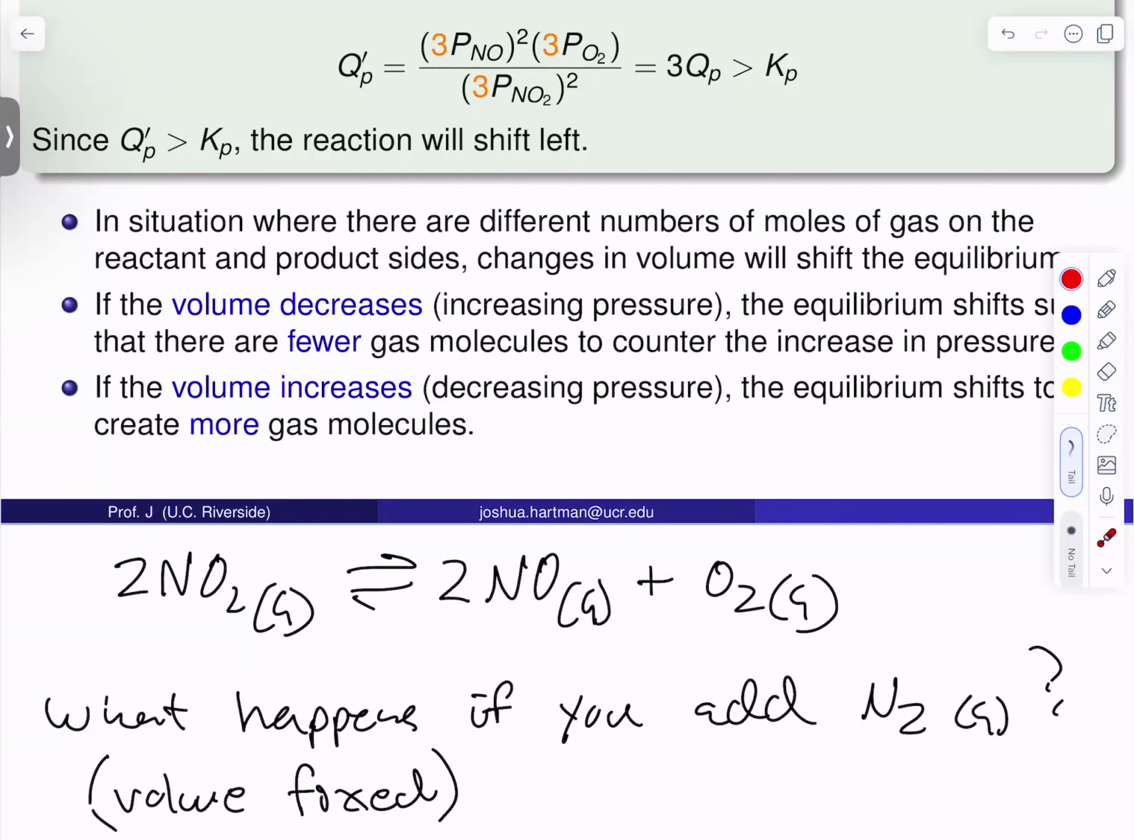And I want you to pause the video once again here and predict for me, what do you think is going to happen to this equilibrium, the equilibrium of this reaction right here, if you add N2? Is it going to shift right, left, or remain unchanged?